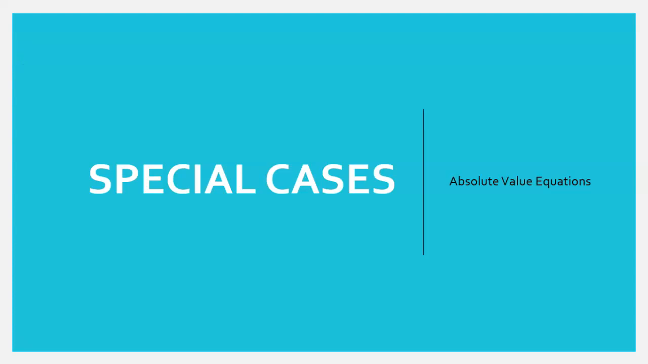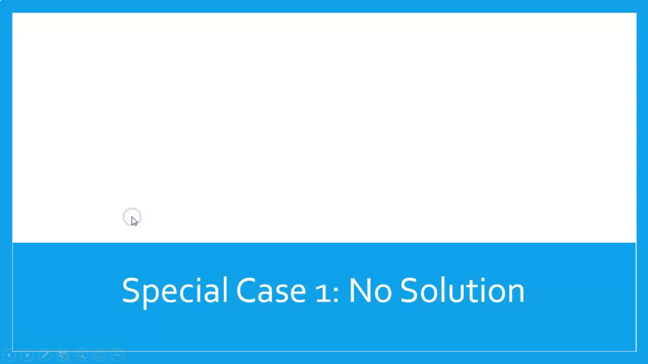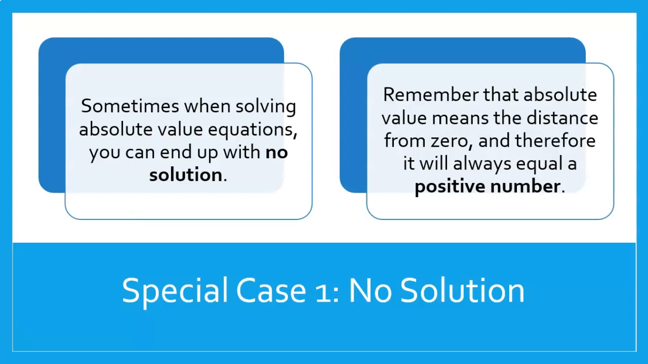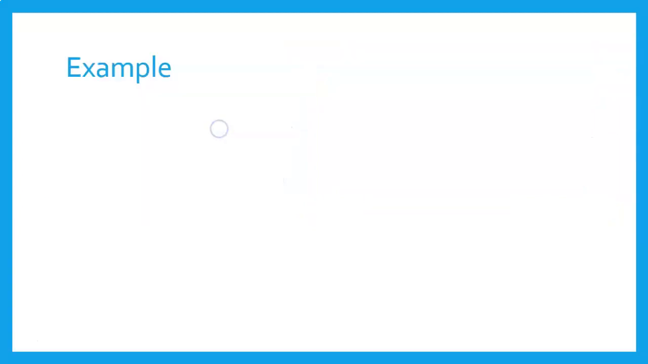Today we will be talking about special cases of absolute value equations. The first kind of special case you might see is an absolute value equation that has no solution. Sometimes when you're solving the absolute value, you will end up with no solution. Remember, absolute value means the distance from zero, and therefore it will always equal a positive number. Distance can never be negative. So here's an example where that may happen.